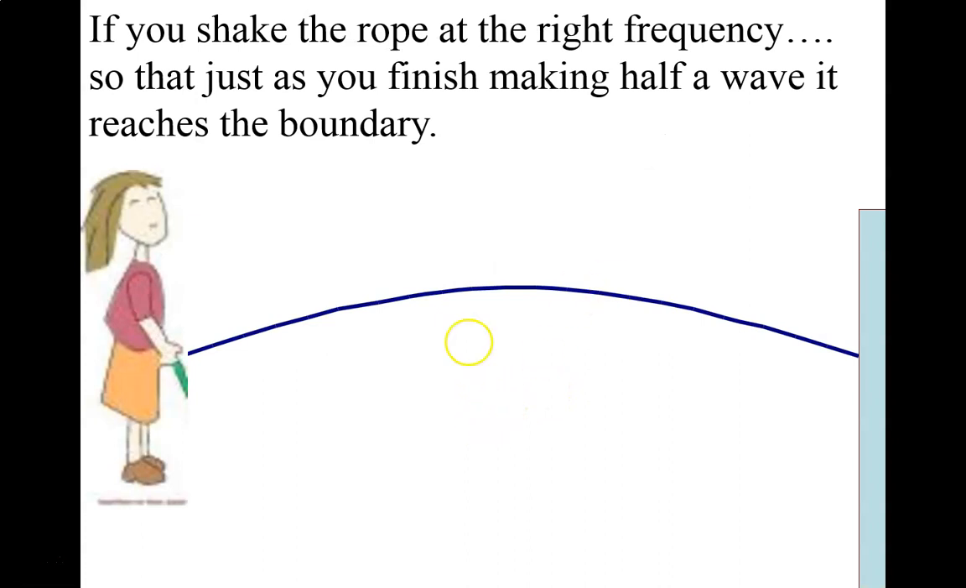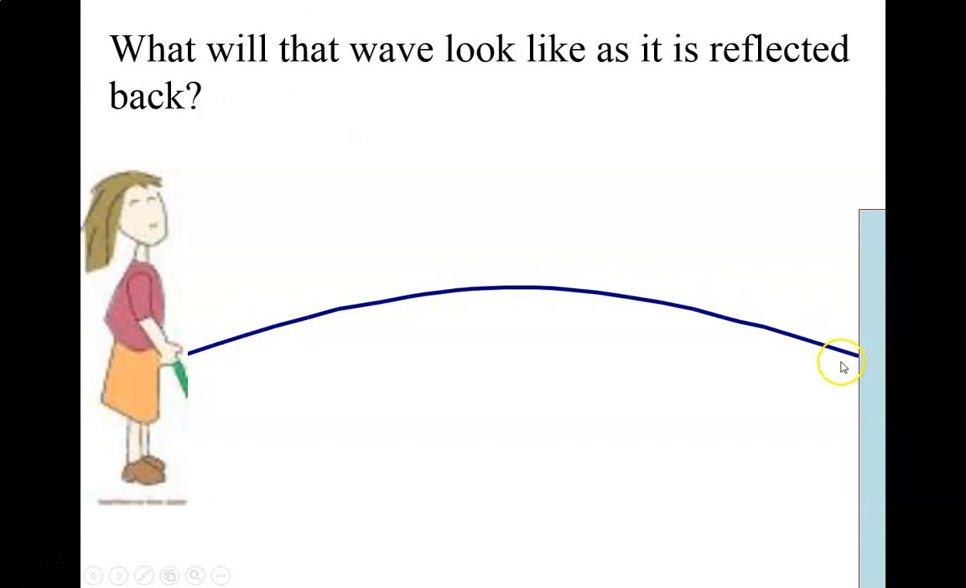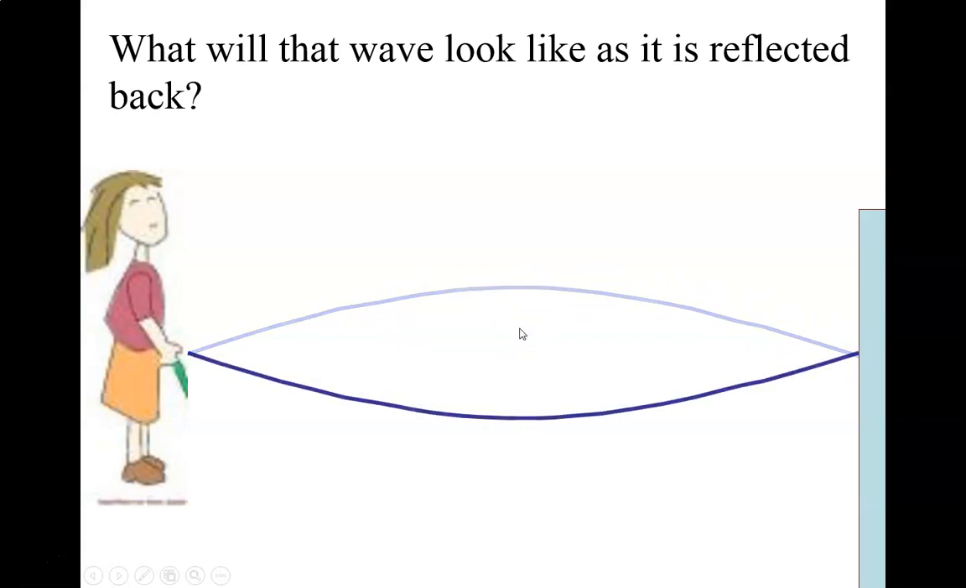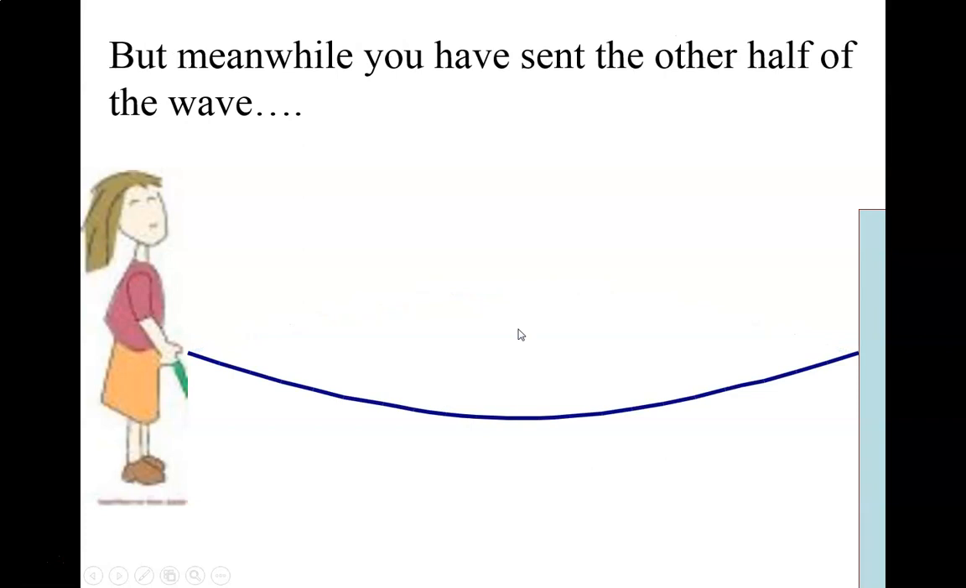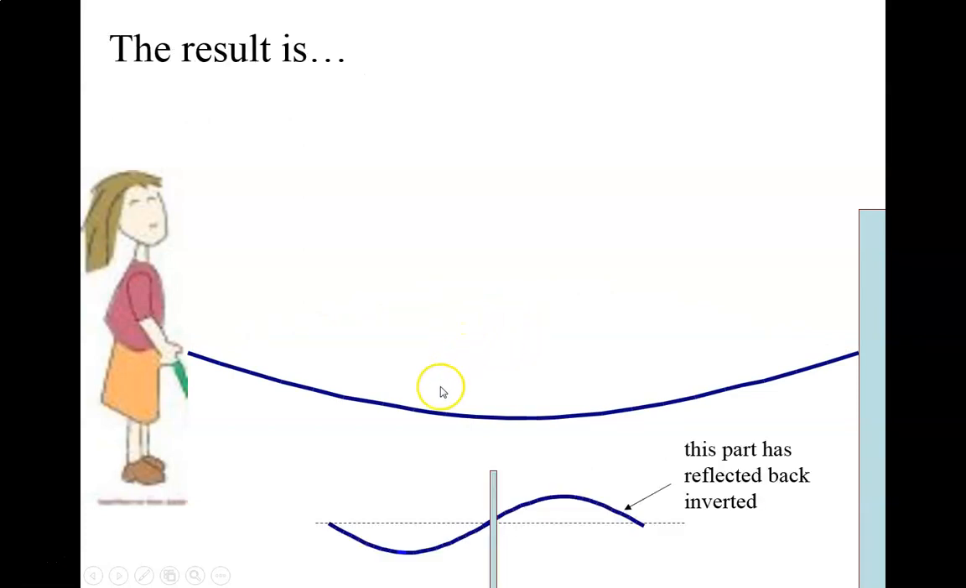Okay, so here I'm shaking the rope at just the right frequency, so half a wave fits between me and the wall. Now what is this wave going to look like when it's reflected back? Well, it's going to reach the wall, reflect, and be down. So it's going to be reflected down. Meanwhile, I'm going to continue sending the other half of the wave, which is a down.